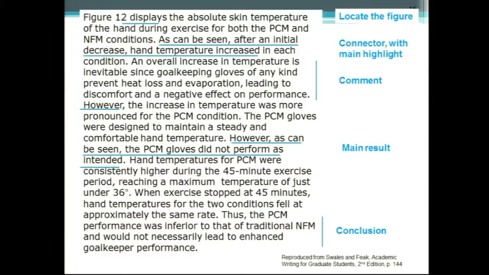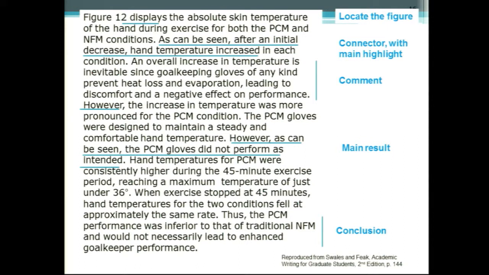Thus is also a good connecting word that tells the reader that I'm about to sum up everything I've just written. Thus, boom, here comes the main conclusion. So PCM formis was inferior, a nice word there too, and would not necessarily lead to enhanced goalkeeper performance. It's all very nicely written there. Carefully chosen words, nice vocabulary, very clear, and well structured.